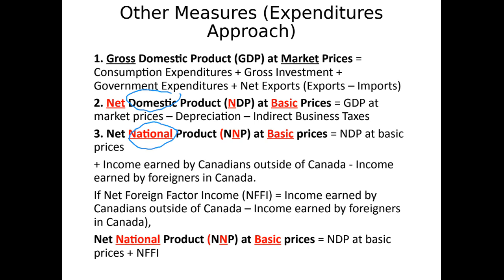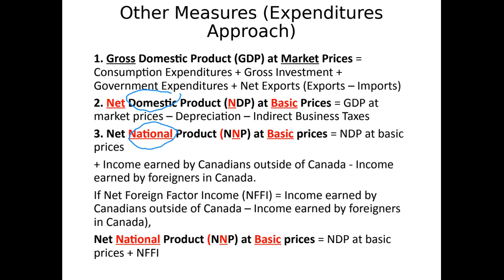By national, I mean what is the total production of goods and services produced by the nationals only, by the citizens. Doesn't matter where they are residing. So for example, if an American who is working in Nigeria, his income will be included in the GDP of Nigeria, but his income will also be included in the GNP of the United States, national product, not domestic, national. Since he's an American, his income will be included in the GNP of USA. So this is the difference between domestic and national.